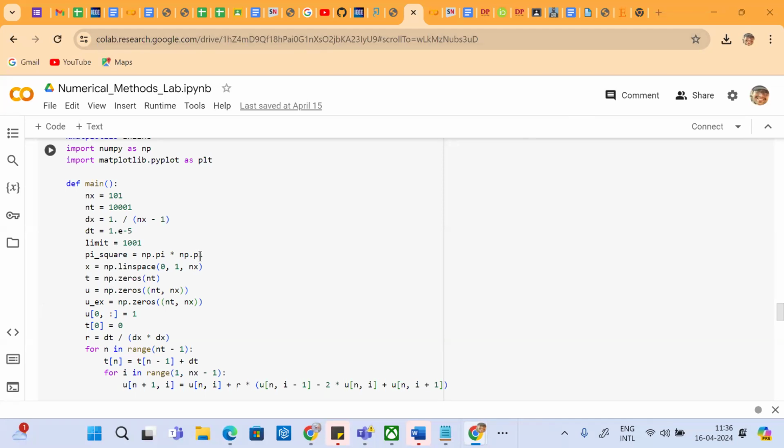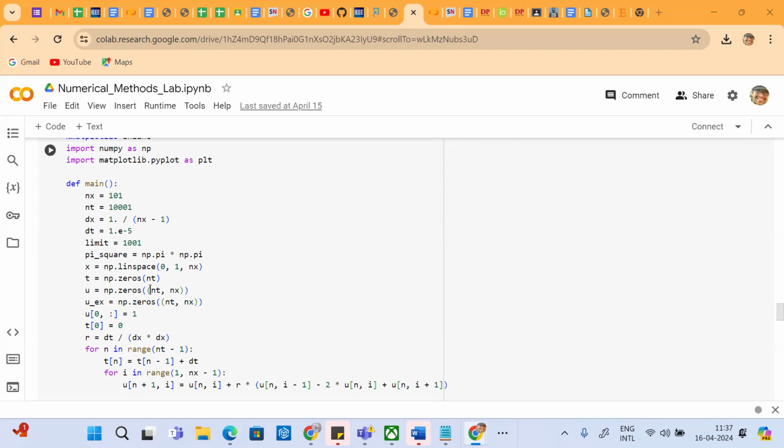Pi square will be involved. Check your notebooks. You must have written that formula and it has pi square in it. So you are defining x as length space from 0 to 1. Your length of the rod is 0 to 1, and it is getting divided into nx steps. Same with t and u, I am defining t as zeros of nt. It is a bit of a bad programming practice, defining u and t to be zeros beforehand.